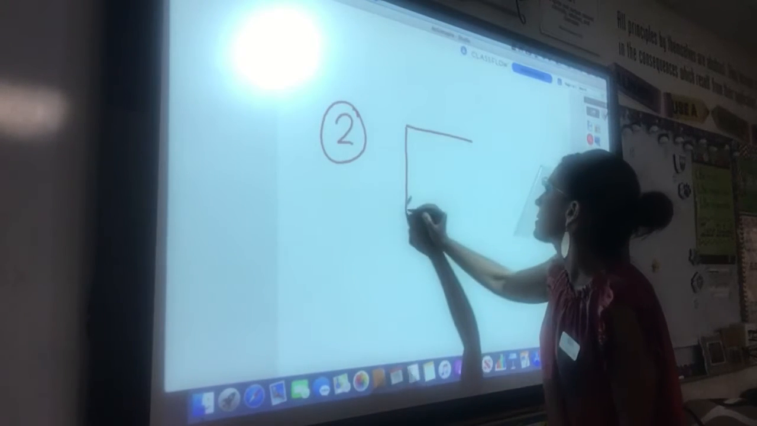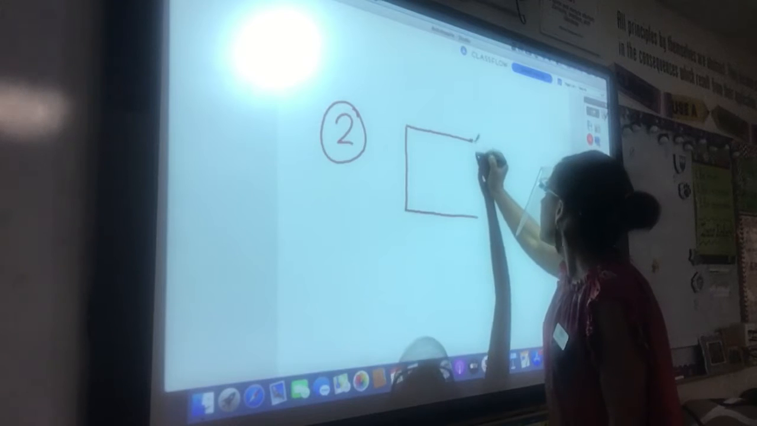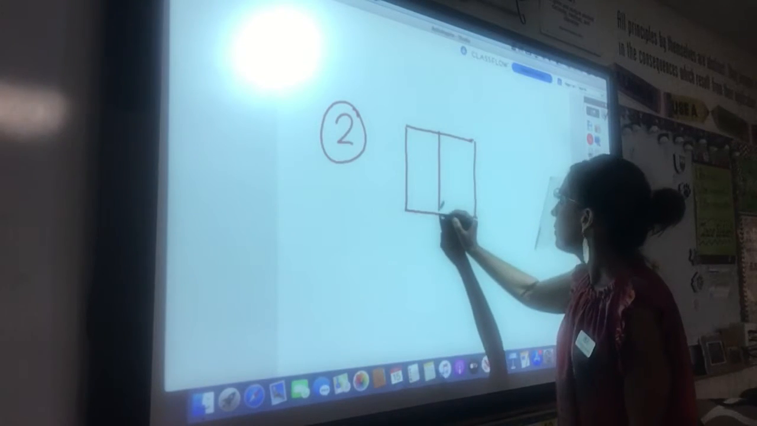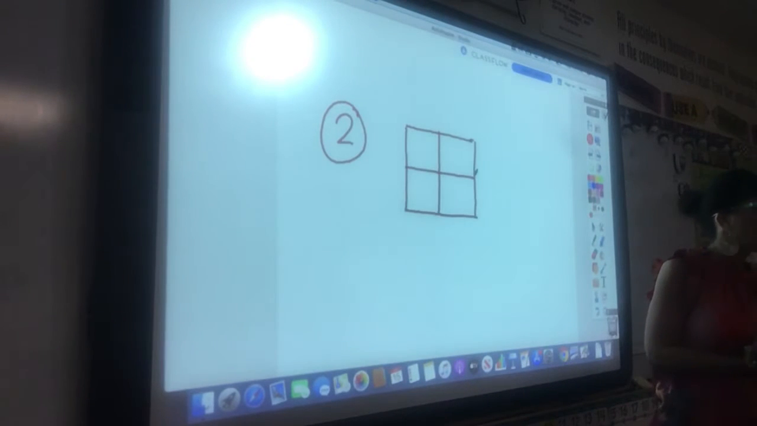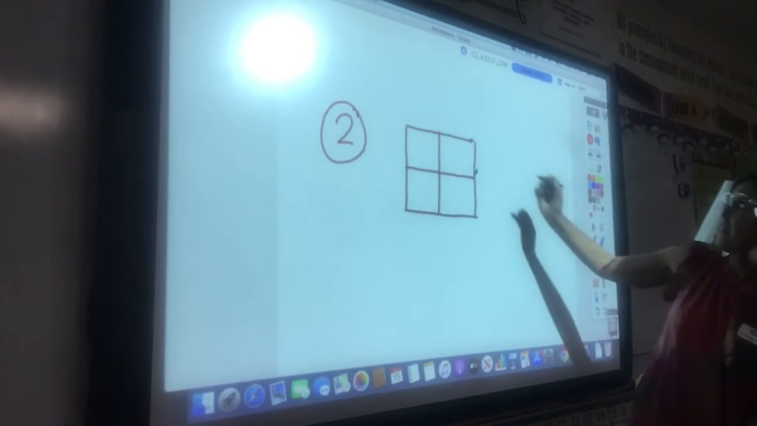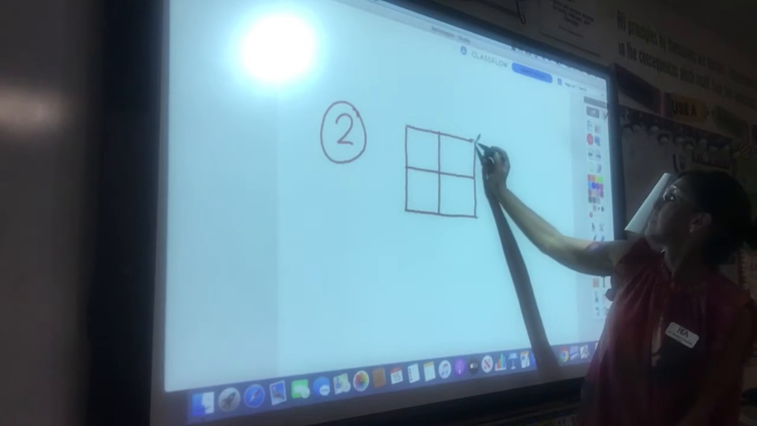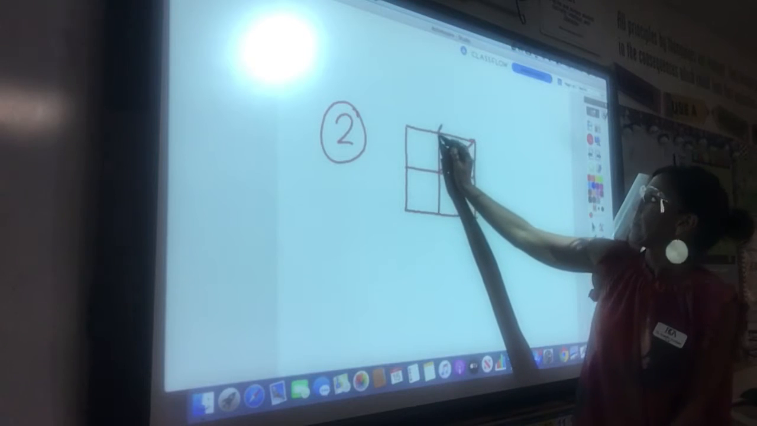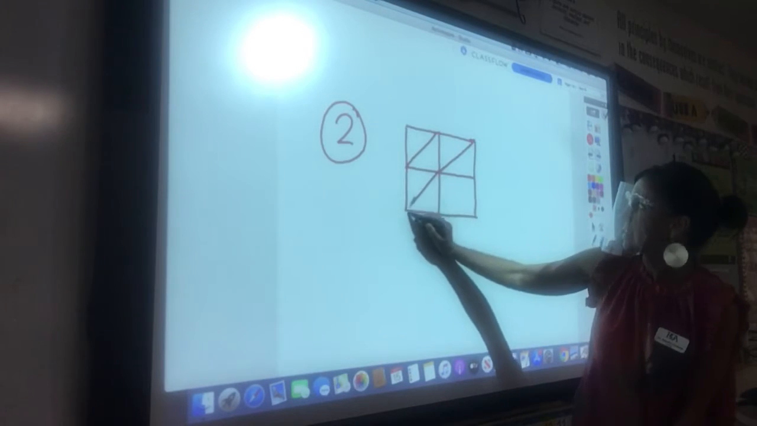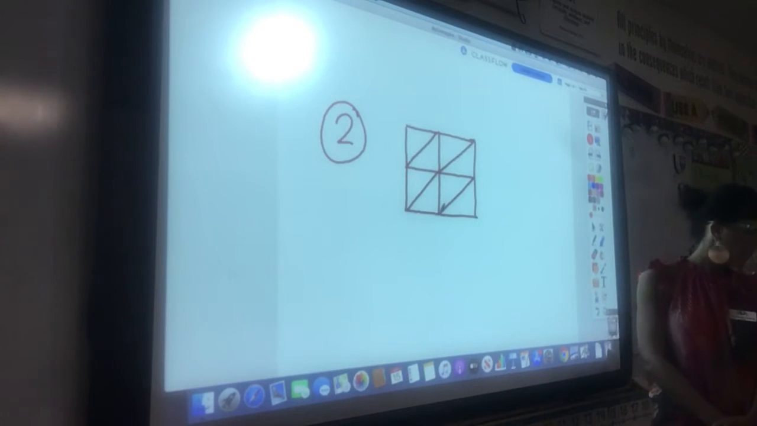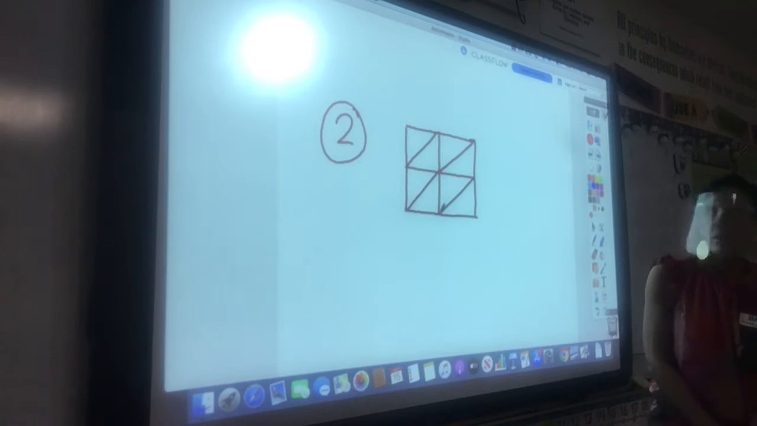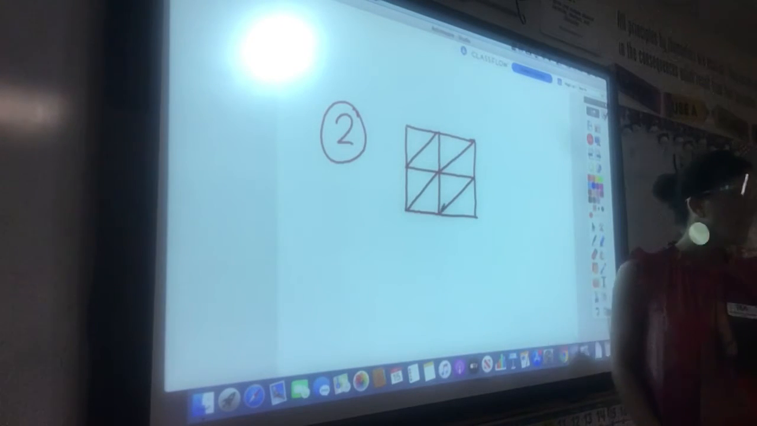Okay, we need a box, and we need to split it down the middle, this way and this way. I did this in middle school. Okay, and then you're going to go like this. We're going to slice each one of these like this. That's weird.